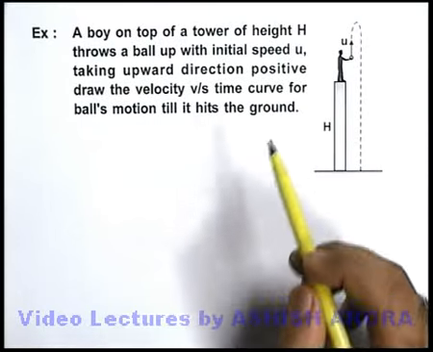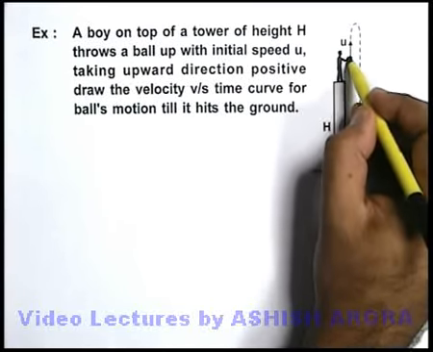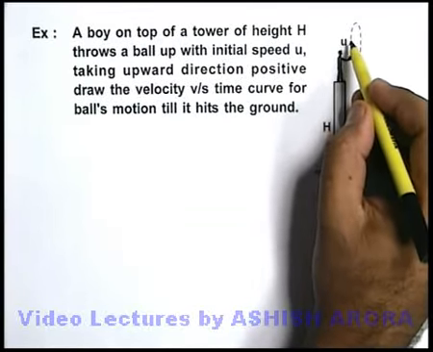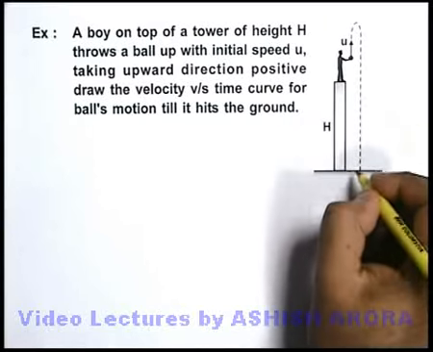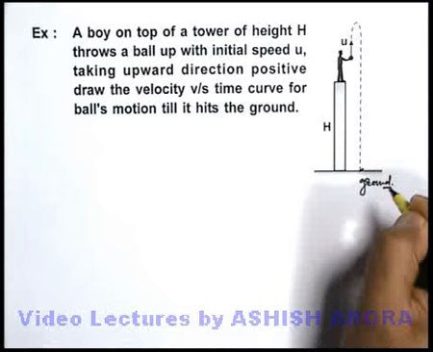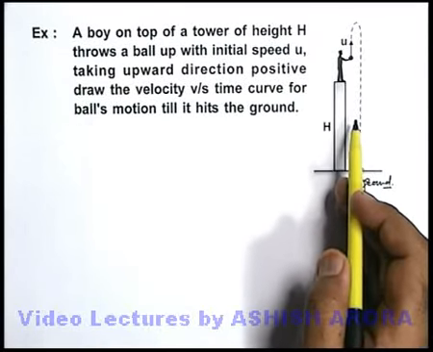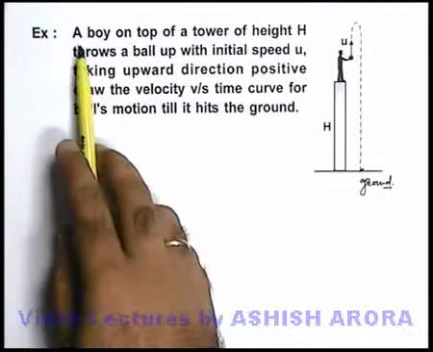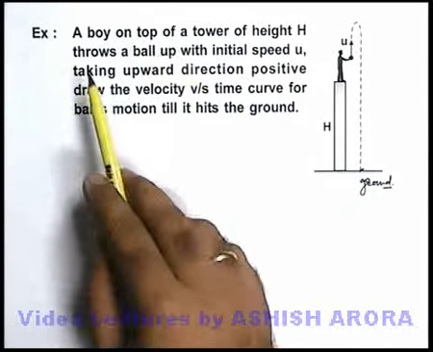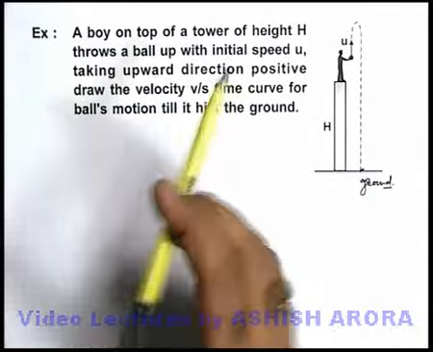In this question, we are given a tower from the top of which a ball is thrown upward with the initial speed u. It goes up and then finally hits the ground. A similar situation we analyzed in a previous section when we were drawing displacement time graphs. Here we are told that a boy on the top of a tower of height h throws a ball up with initial speed u. And now, taking upward direction as positive, we are required to draw the velocity time curve.